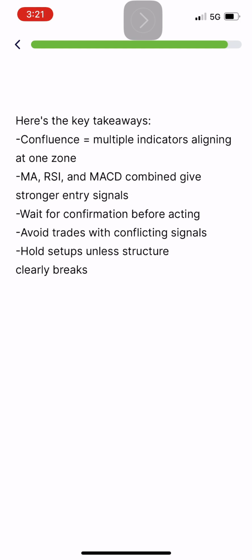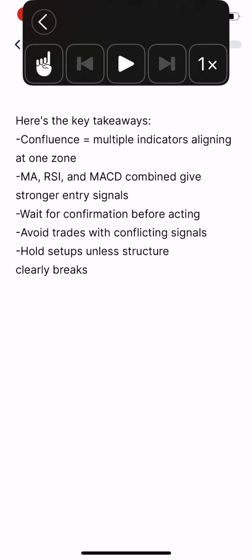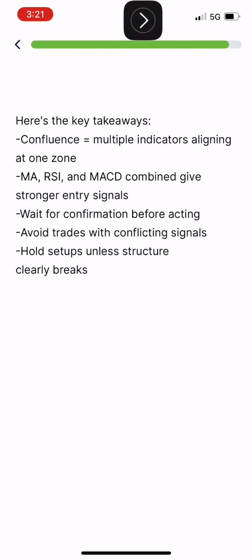Here are the key takeaways. Confluence equals multiple indicators aligning at one zone. MA, RSI, and MACD combined give stronger entry signals. Wait for confirmation before acting. Avoid trades with conflicting signals. Hold setups unless structure clearly breaks.